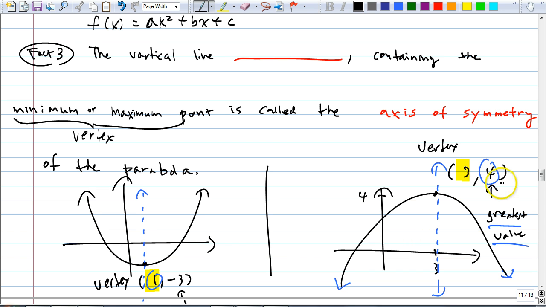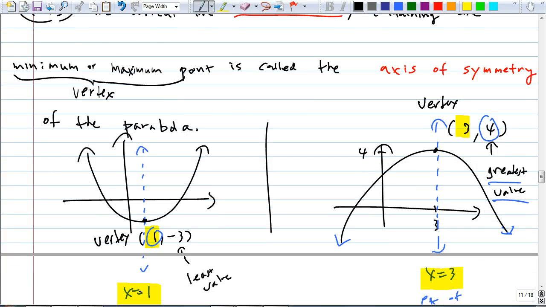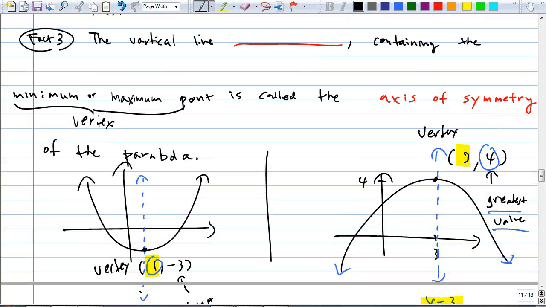I'll give you time. So first of all, who thinks they know the equation of this axis of symmetry right here that passes through the vertex at 1, negative 3? Yes, Lindsay. X equals 1 is correct. What about the other one? What's the equation of the line? Andrew? X equals 3. I wrote it down right here. So does anybody see any sort of pattern? What do you think the equation of this vertical line is always going to be? You don't see a pattern?